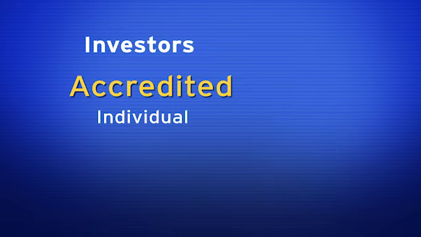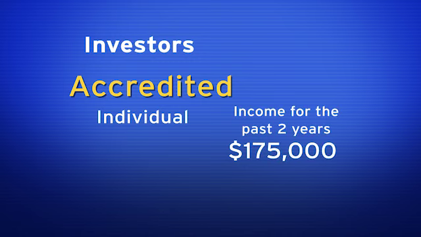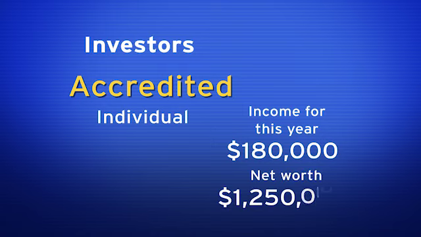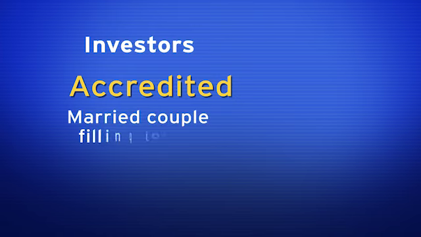What if we have an individual who made $175,000 each of the past 2 years? That might have got them to the accredited status. So their net worth, not including their primary home, is $1.25 million. Well, their income did not get them to the accredited status, but their net worth did, so they would be accredited.